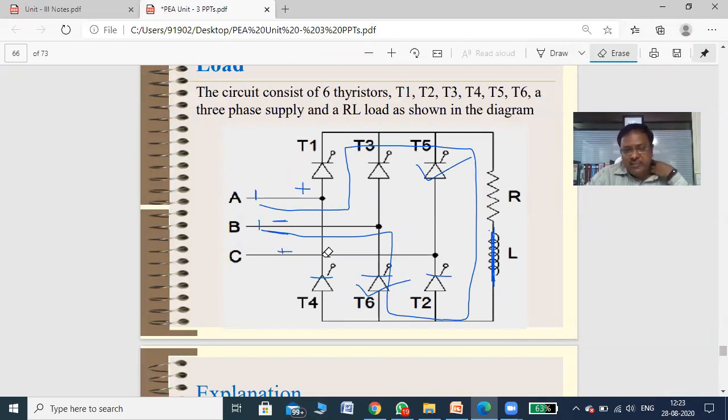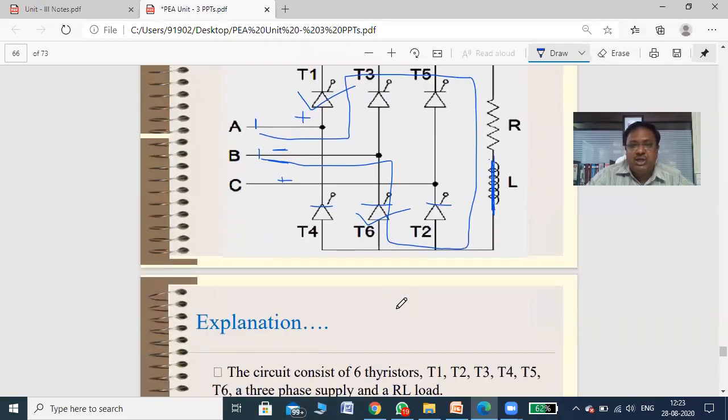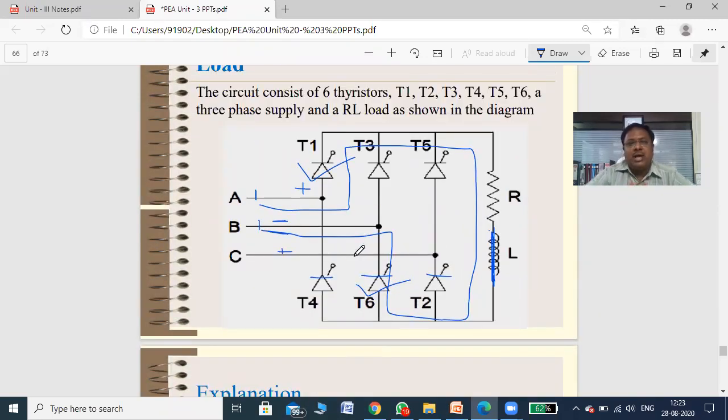After 60 degrees, what happens? T5 goes into the negative or reverse bias condition, and at the same time thyristor T1 goes into the forward bias condition. T6 is still on. See, in this particular connection, every SCR conducts for 120 degrees, and each pair of SCRs conducts for 60 degrees. So T5 and T6 conduct for 60, then T1 and T6 for 60, then T1 and T2 for 60, then T2 and T3 for 60, and so on.